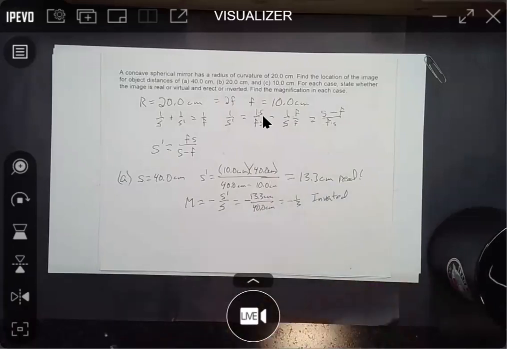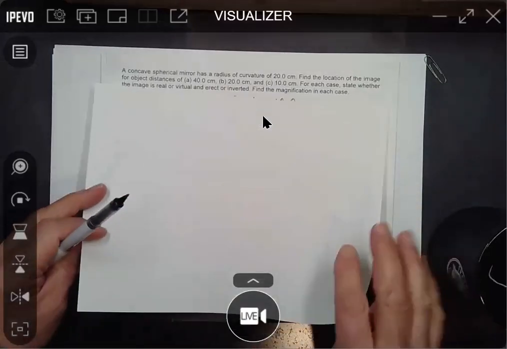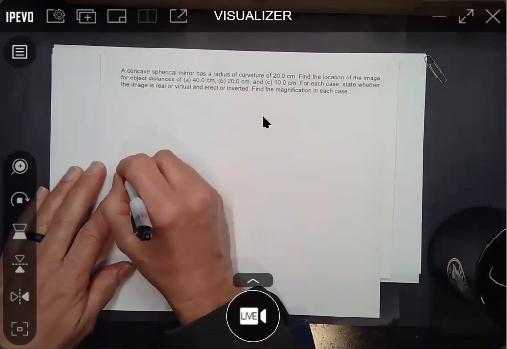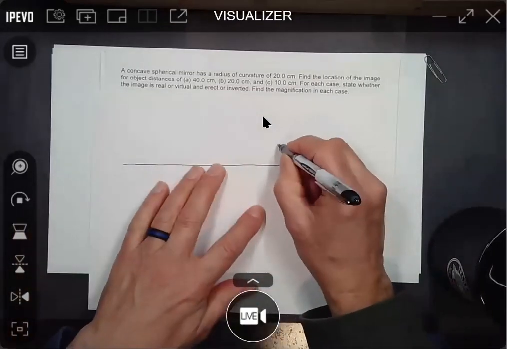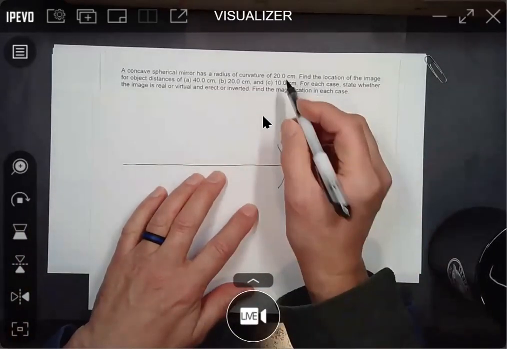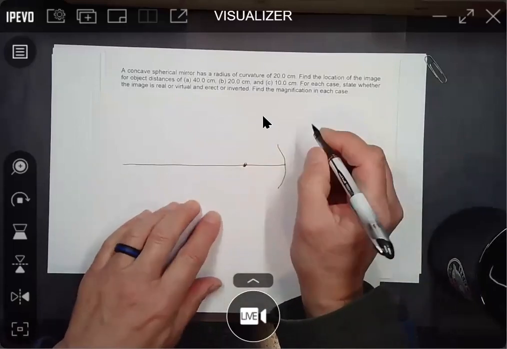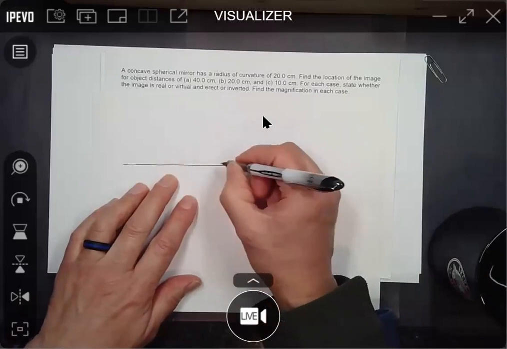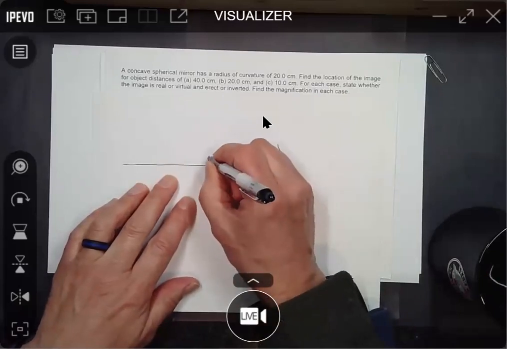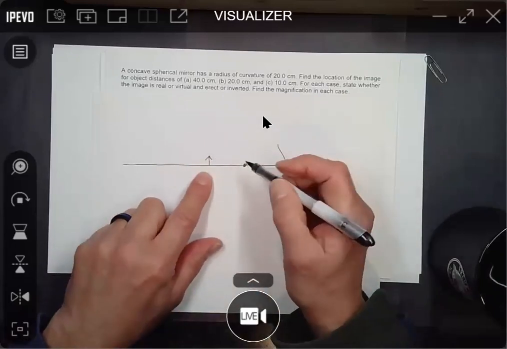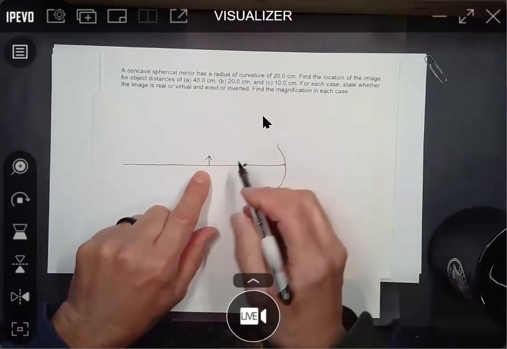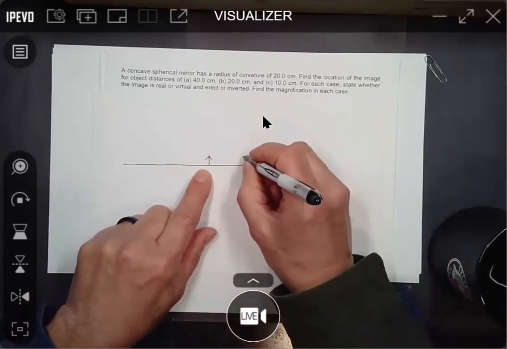And you can make a sketch of this fairly easily. What's going on here? The radius of curvature was 20 centimeters. My object is twice that far away. So here's my little, I'll just draw an arrow because that's easy to do. And I get, this is 10 centimeters.